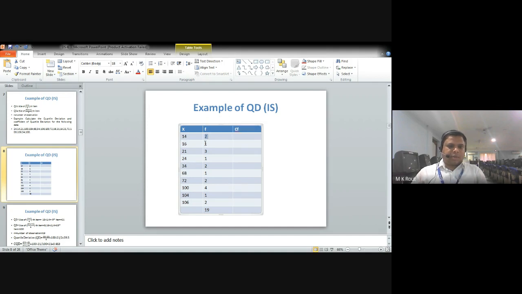Similarly, 16 appears 1 time, 21 appears 3 times, 24 appears 1 time, 34 appears 2 times, 68 appears 1 time, 72 appears 2 times, 100 appears 4 times, 104 appears 1 time, and 106 appears 2 times. So if you calculate the sum of frequencies, that equals 19.